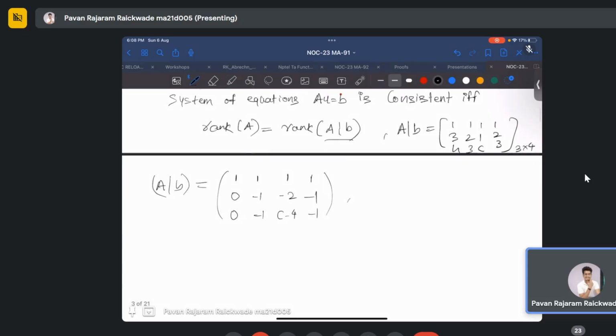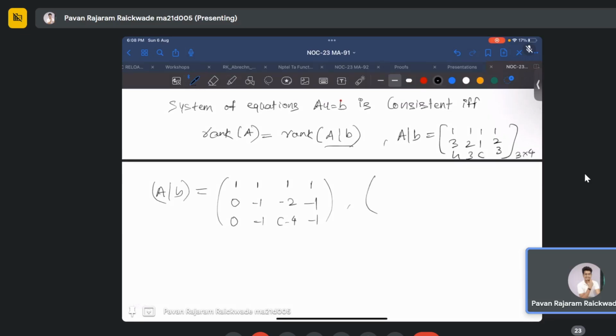Here I made the operations as R2 changes to R2 minus 3 times R1, and R3 changes to R3 minus 4 times R1, in order to make these two entries 0, because in the first row you have 1 here, so the entries below it in that column have to be 0.